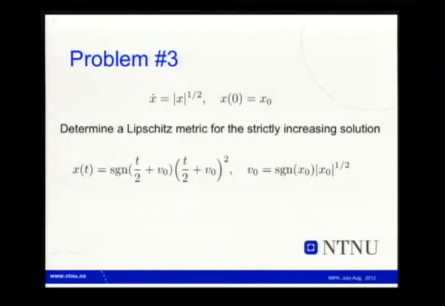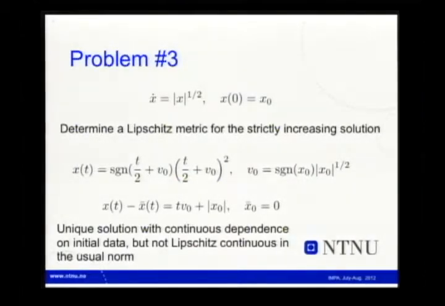The explicit solution in case of a strictly increasing requirement is given here. V naught is the sine square root. So this is a nice solution. It depends continuously on the initial data. But it's not Lipschitz in the Euclidean norm. If you take the difference between 2 solutions, you get the right-hand side there, which you can see is not Lipschitz here. But you can, and that will be the challenge, is to find another metric that makes it Lipschitz.